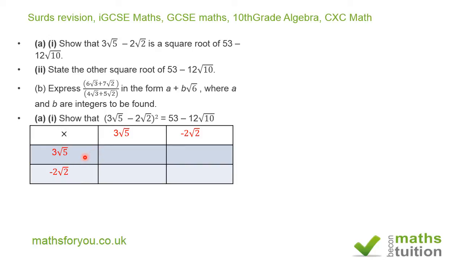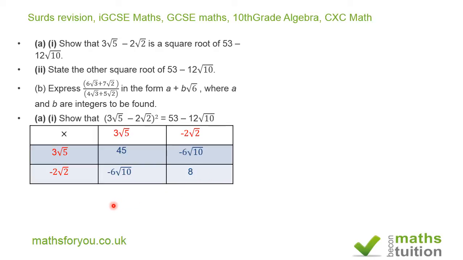Now, when I multiply these two, 3 times 3 is 9, and root 5 times root 5 is 5. So 9 times 5 is 45. So in here, I should have 45. Similarly, on this one, 3 times minus 2 is minus 6, root 5 times root 2 is root 10, so I end up with minus 6 root 10. These two will be the same because I'm multiplying 3 root 5 times minus 2 root 2. For this one, minus 2 times minus 2 gives me plus 4, and root 2 times root 2 gives me 2, so 4 times 2 gives me 8.